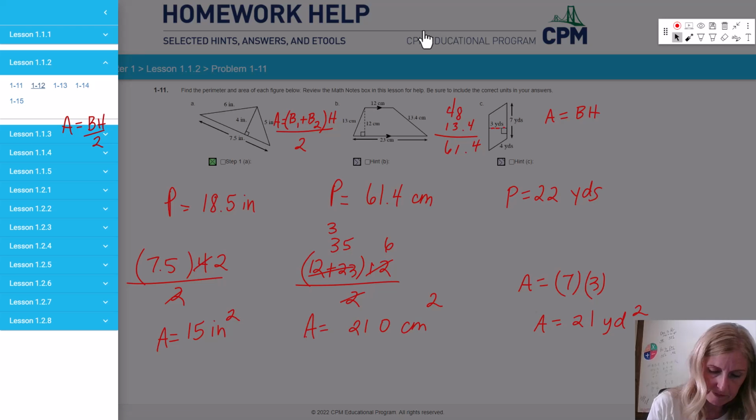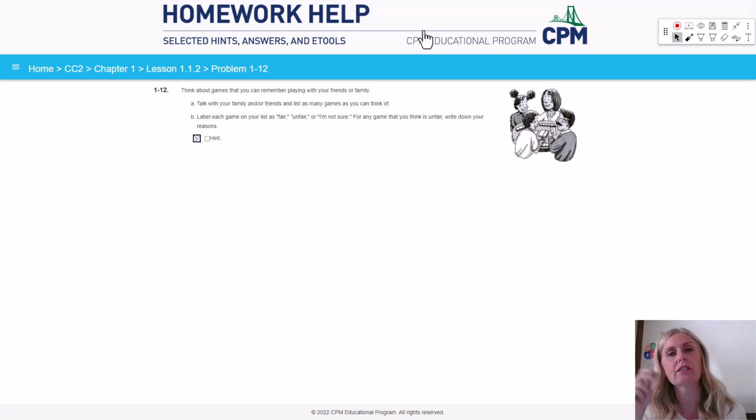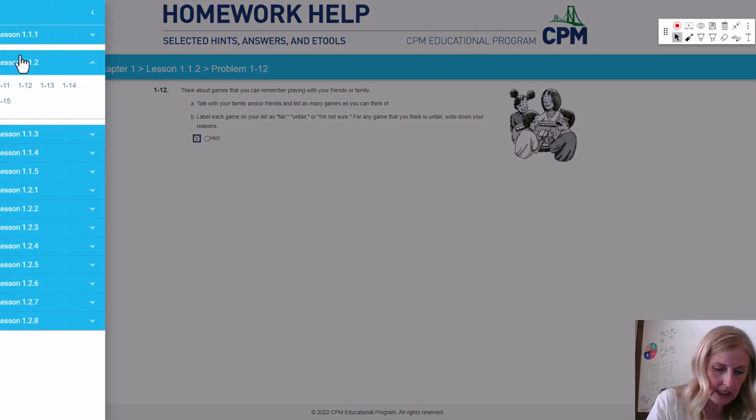Number 12. Think about games that you can remember playing with your friends or family. Okay, I'm not going to do this problem. There's no math to do or anything for me to help you solve. This is just your experience, kind of like the mathography question. And your teacher may or may not even have you do this. So let's skip this one and move on to 13.